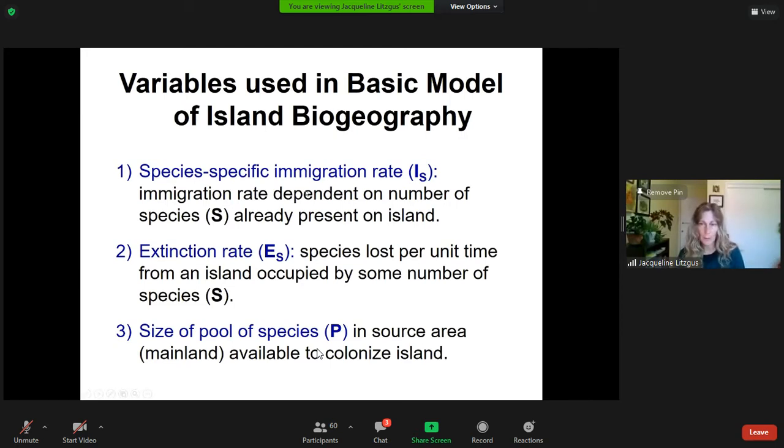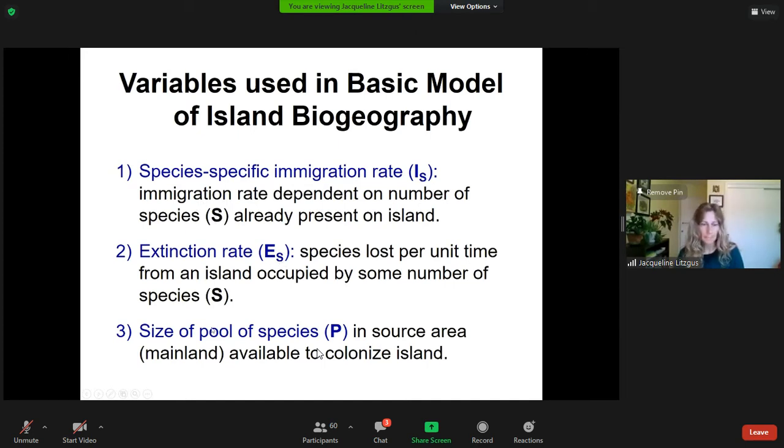So that's what this immigration rate is. The immigration rate depends on the number of species, that S value, already present on the island. And then there's the extinction rate, ES. This is measured in species lost per unit time from the island occupied by some number of species that are already there. So the S subscript in both cases is telling you that it's in reference to the number of species.